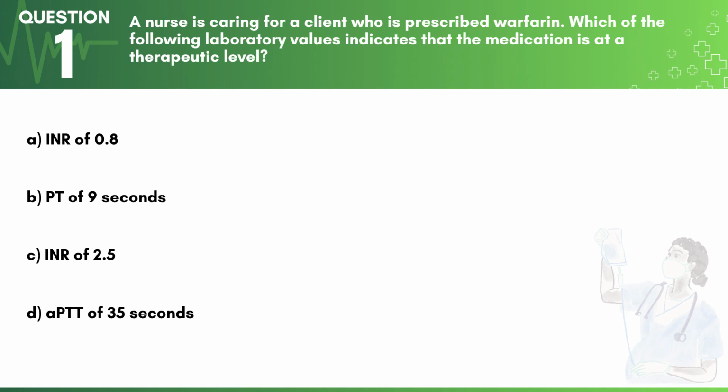Question 1. A nurse is caring for a client who is prescribed warfarin. Which of the following laboratory values indicates that the medication is at a therapeutic level? A. INR of 0.8. B. PT of 9 seconds. C. INR of 2.5. D. APTT of 35 seconds.